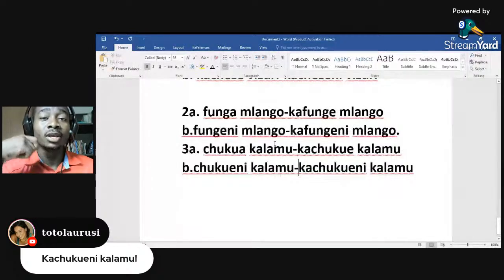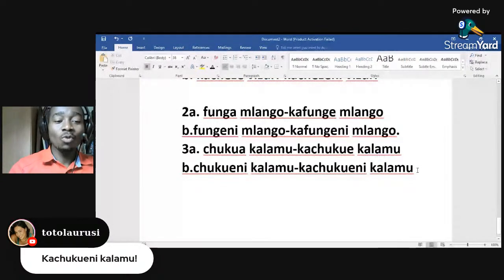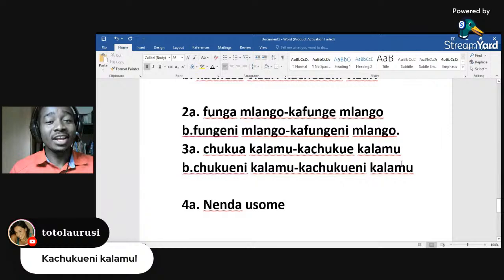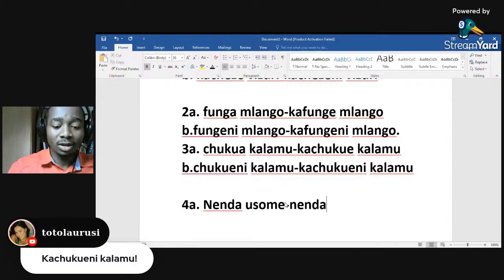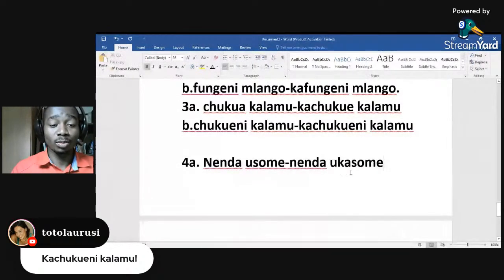Sometimes we emphasize using the word nenda, go. We can say nenda ukasome. So it's enda or nenda. Don't worry, just nenda or enda. All of them are correct. Nenda usome, go and read. Sawa? You can say nenda ukasome. Go and read. Nenda ukasome.